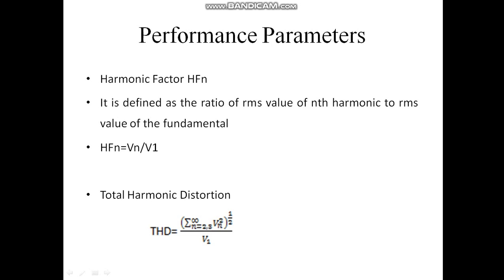Here Vn is the RMS value of the nth harmonic, where n runs from 2, 3, because 1 is the fundamental harmonic, the fundamental frequency, that is 50. So n will run from 2, 3 up to infinity. Any harmonic other than 1 is an unwanted harmonic. So we take the sum of Vn squared when n runs from 2 to infinity. So it is the ratio of the RMS value of all harmonics to the fundamental harmonic. It's called THD.